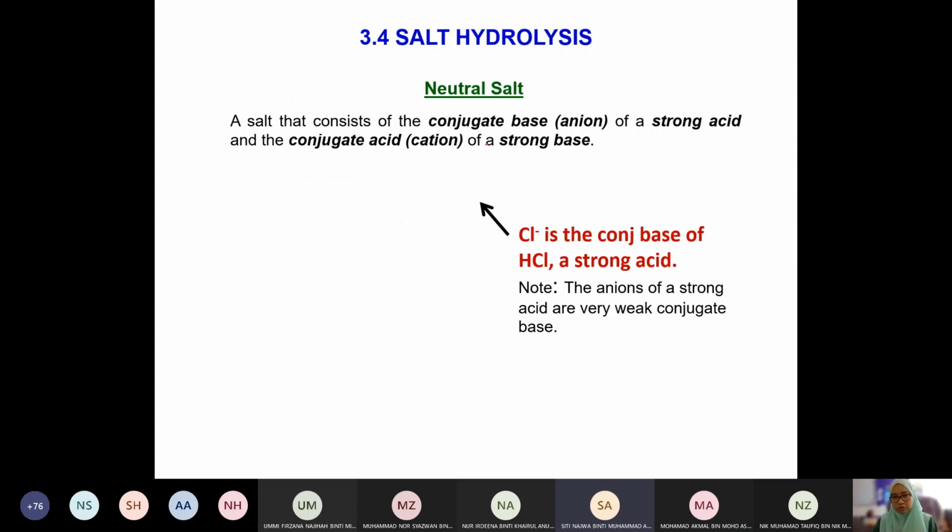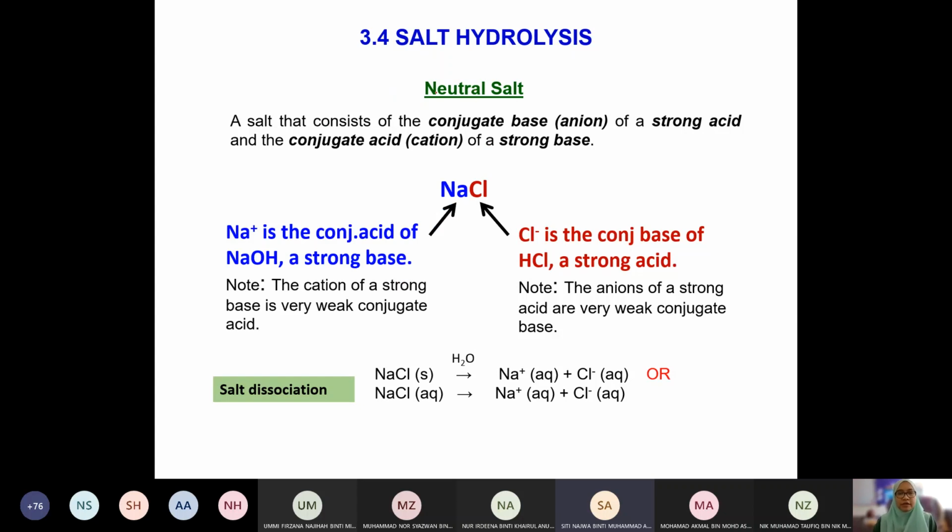Alright, so we're going to start with neutral salt first. The reason it is called neutral salt, as in our prediction just now, is that when a strong acid reacts with a strong base, it will produce a neutral salt, that is, the pH is equal to 7. Neutral salt by definition is a salt that consists of the conjugate base ion of a strong acid and the conjugate acid of a strong base. So we are talking about conjugates now, okay guys.